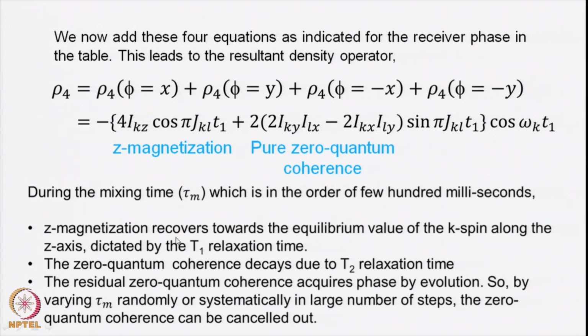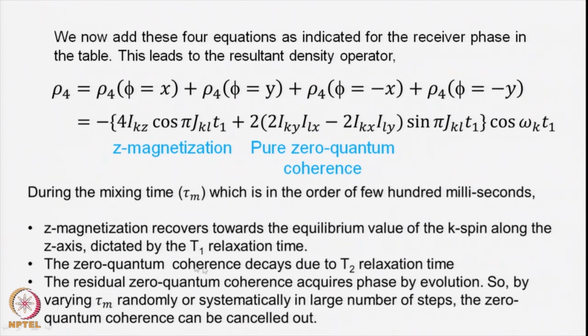The Z magnetization recovers towards the equilibrium value of the K spin. Because it is a K spin magnetization, it has to come back to its equilibrium magnetization along the Z axis, and this will be dictated by the T1 relaxation time of the K spin. Now the zero quantum coherence is a phase coherence, therefore it will decay due to T2 relaxation time during the few hundred milliseconds.